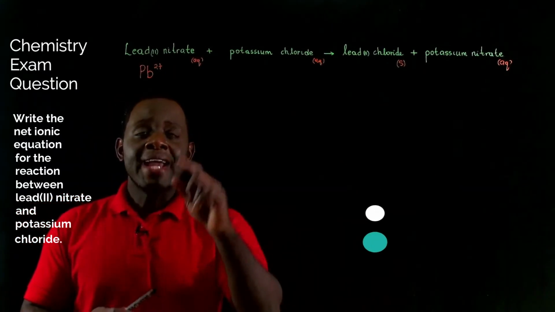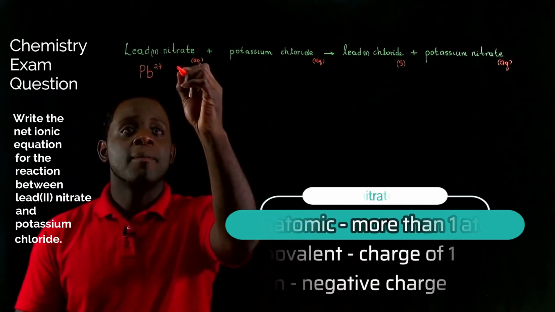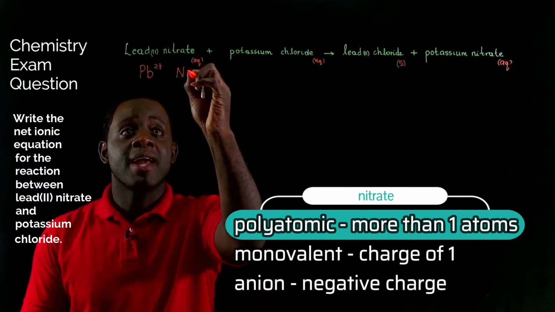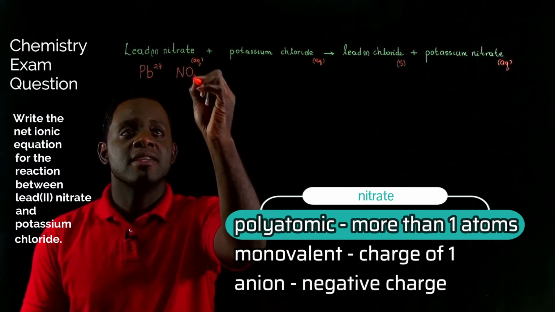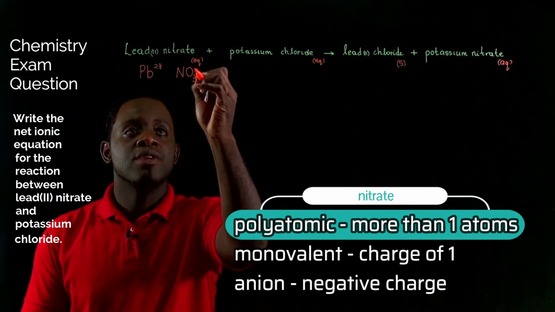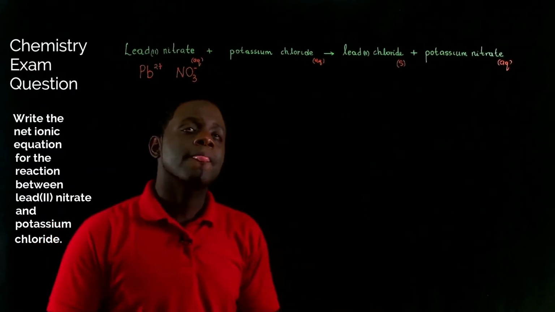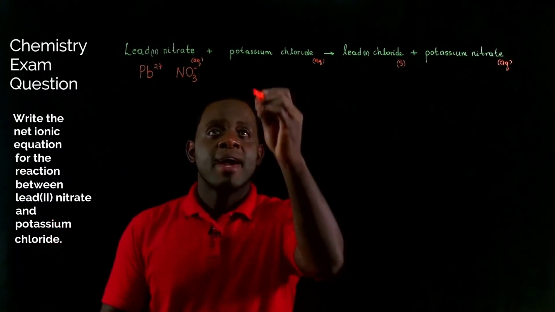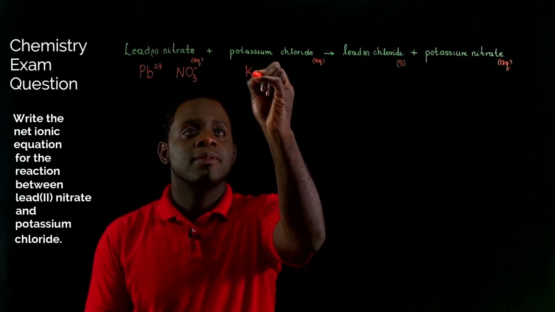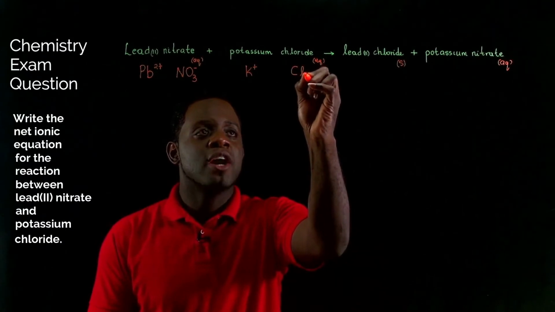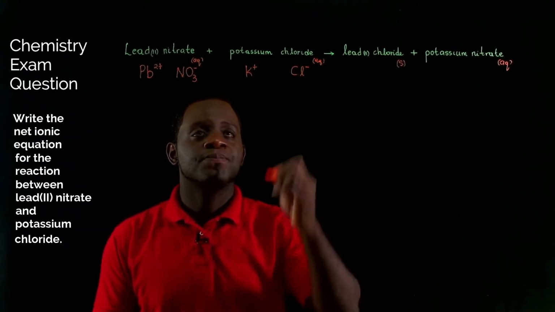The nitrate is a polyatomic monovalent anion, written like this: NO3 with a single negative sign. Potassium has a charge of +1, and the chloride ion will have a charge of -1.